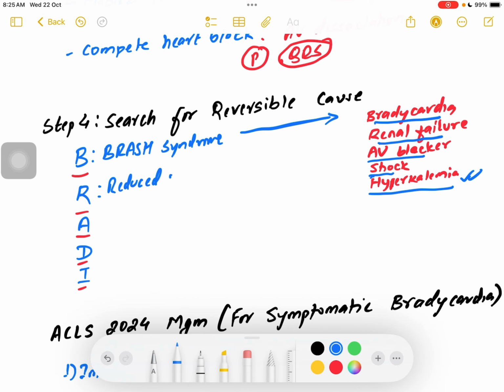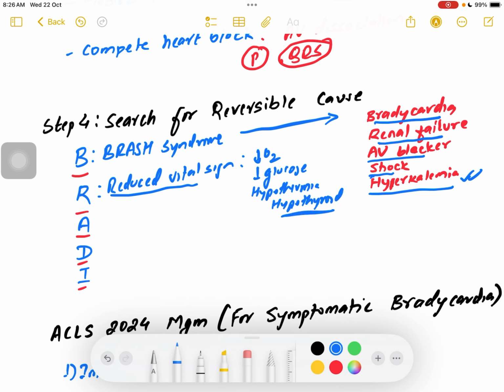In complete heart block, there will be AV dissociation. The P wave will have its own rhythm and the QRS will have its own rhythm. They do not synchronize, and that is called complete heart block. We should categorize the bradycardia according to this after we have the ECG.